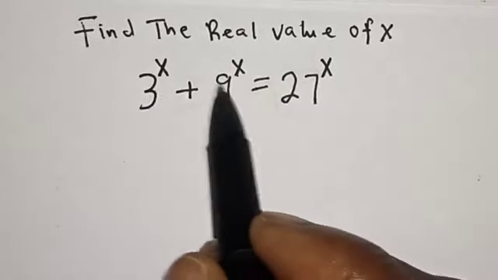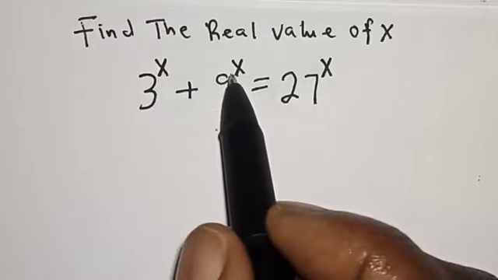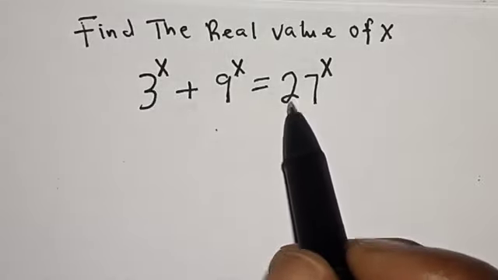Hello, welcome to Math. In this class, we want to find the value of s from this equation: 3 raised to power s plus 9 raised to power s is equal to 27.